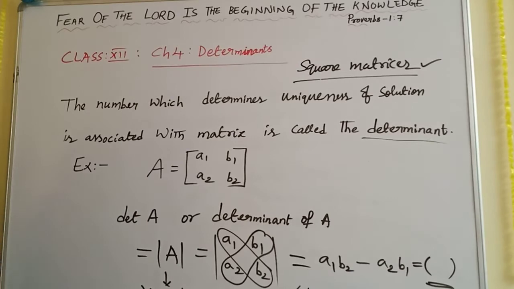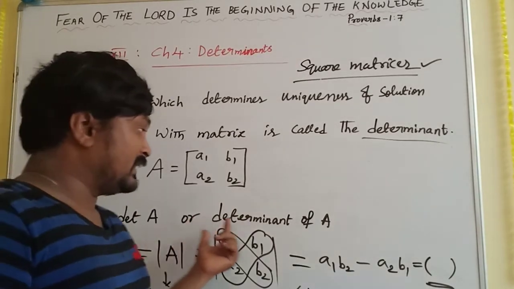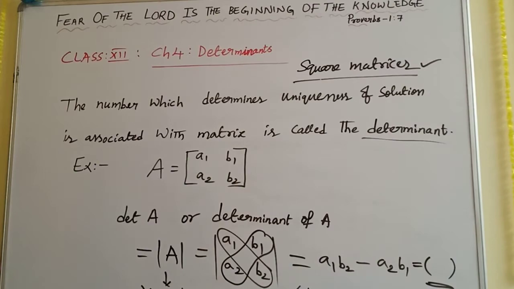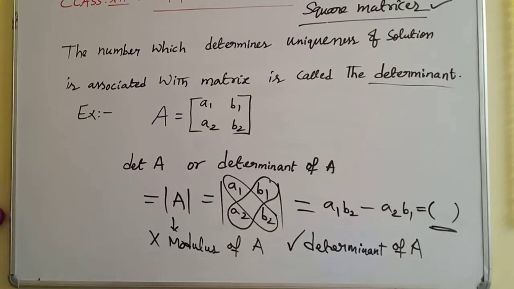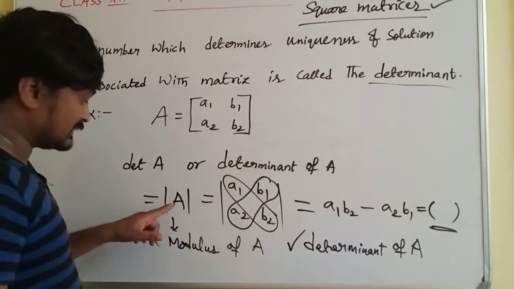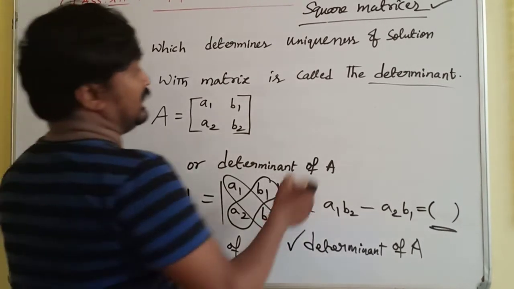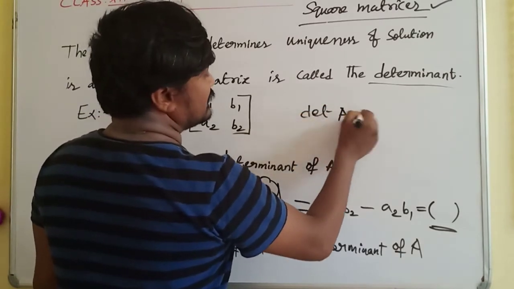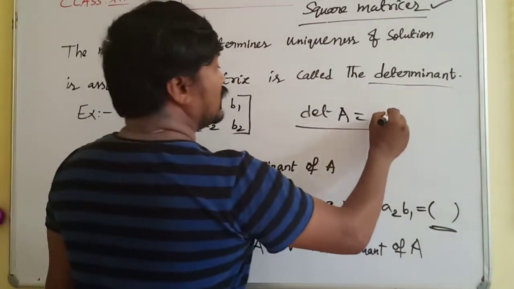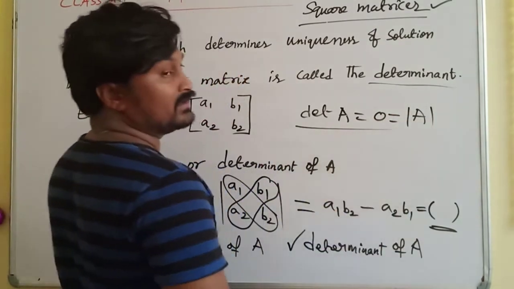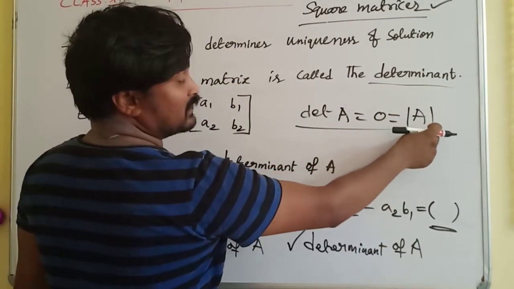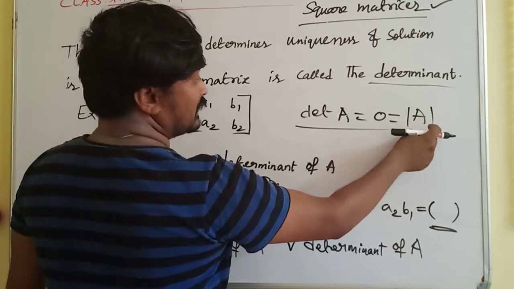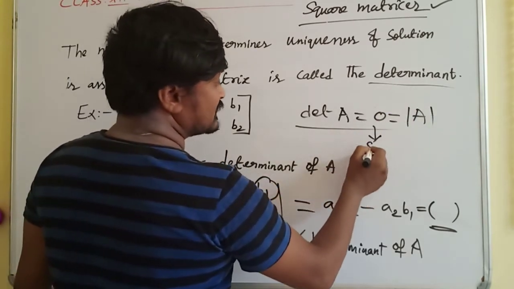And your second point. Some disturbance happened, so let me go to the second point. In this second point, if det A, or determinant of A, is equal to 0, or we can write another representation like this, but we cannot read this as modulus, it is read as determinant of A. If the determinant of A is 0, then it is called a singular matrix.